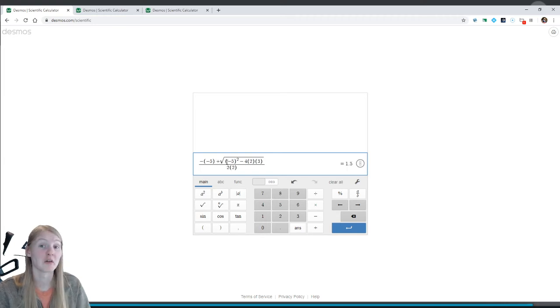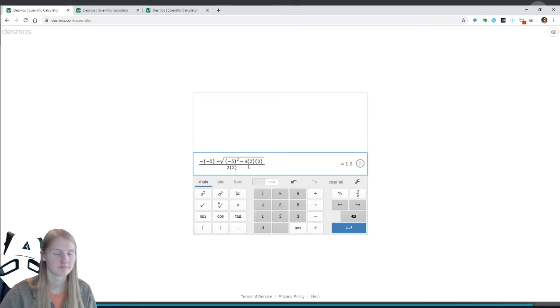Don't just put 1 and 1.5. Like, what? How did you get that? I don't know. So make sure that you are writing this down for me. But yeah, you can just stick it all in the calculator if you want. That's what we have calculators for.